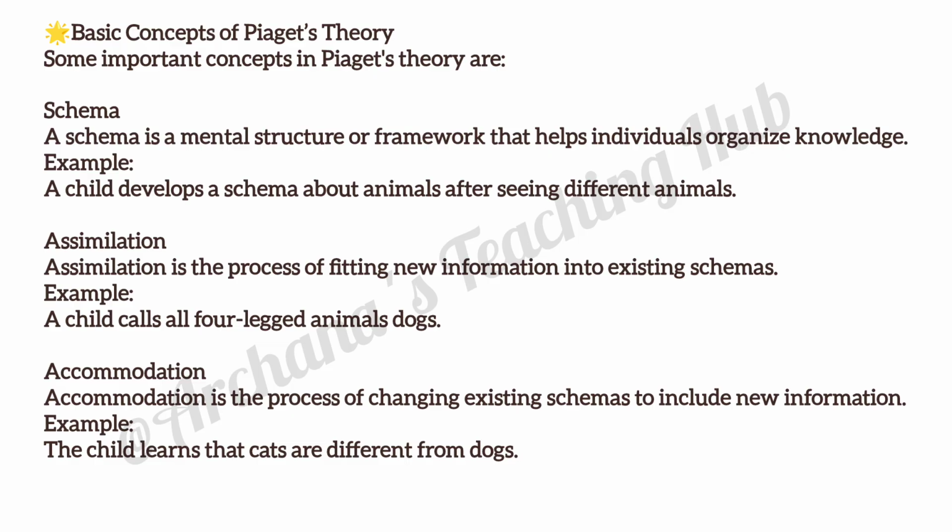Assimilation. Assimilation is the process of fitting new information into existing schemas. For example, a child calls all four-legged animals dog. Accommodation. Accommodation is the process of changing existing schemas to include new information. For example, a child learns that cats are different from dogs.